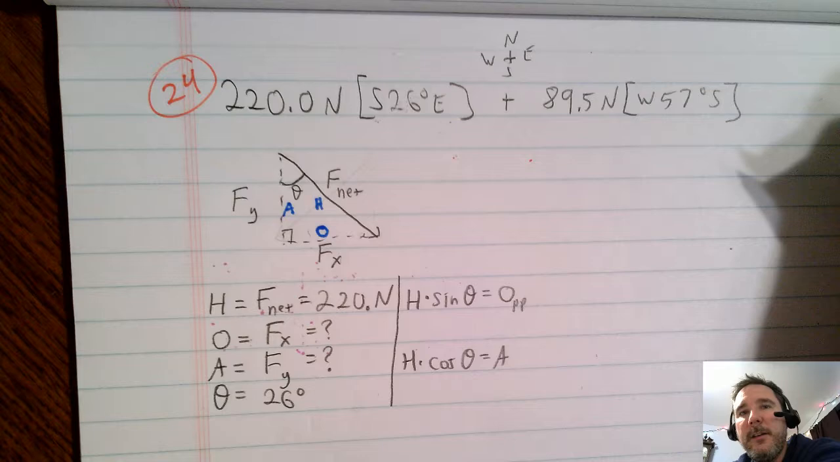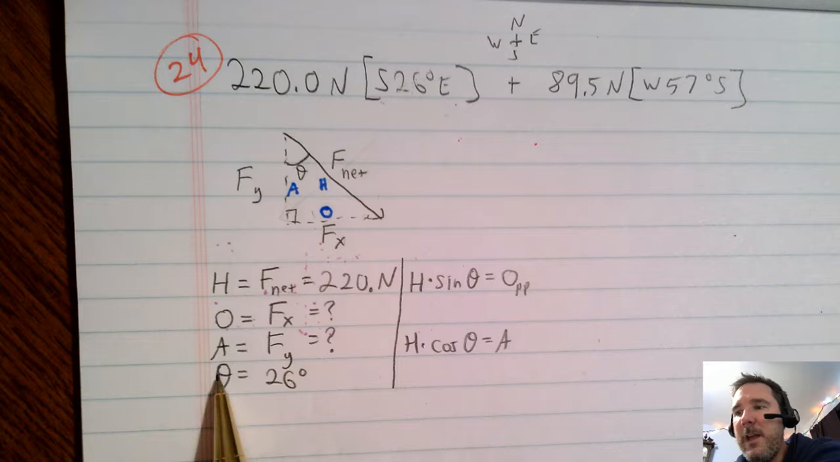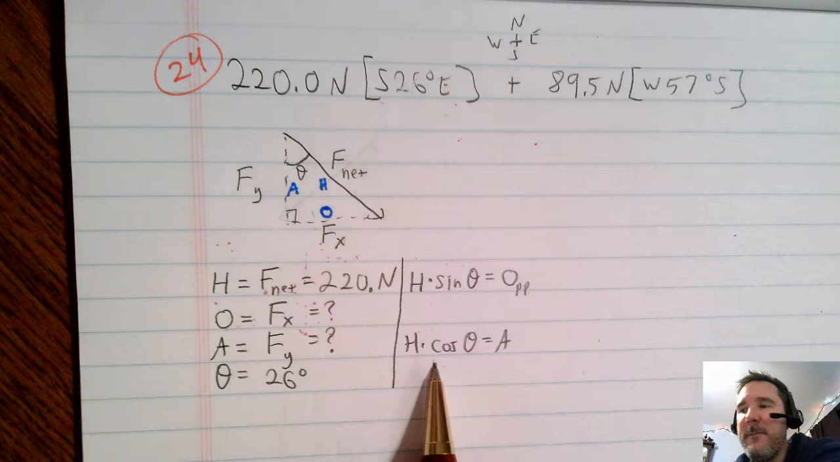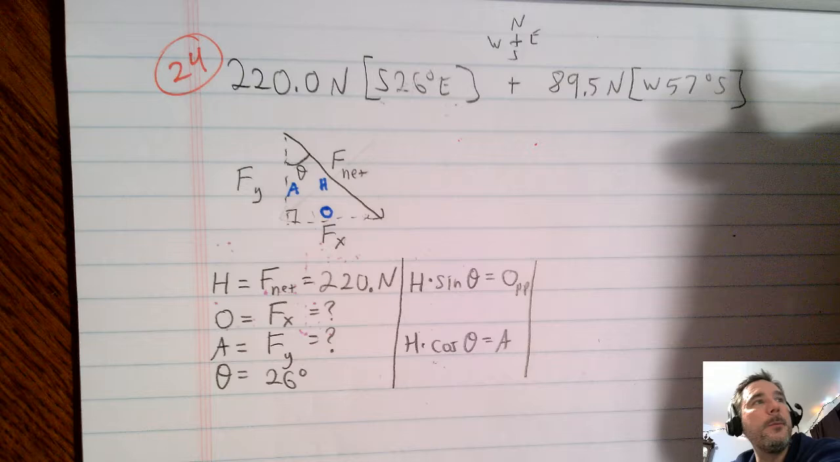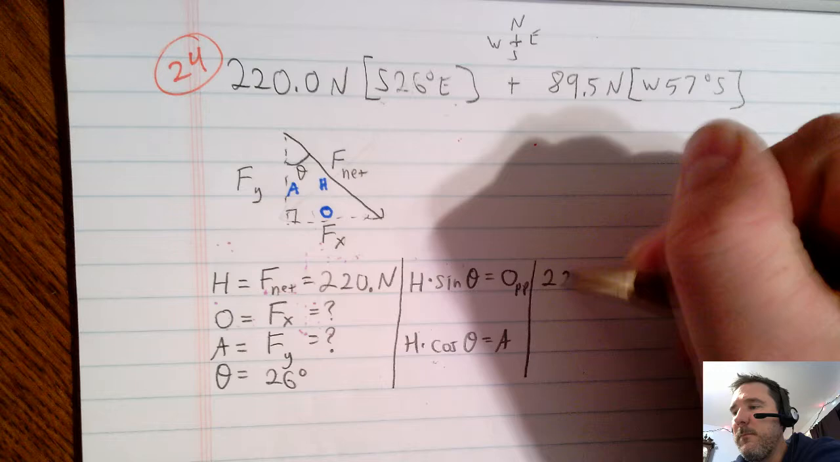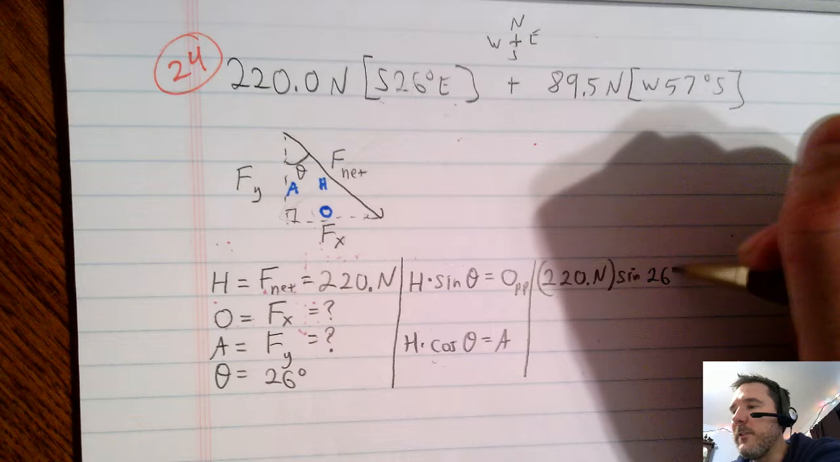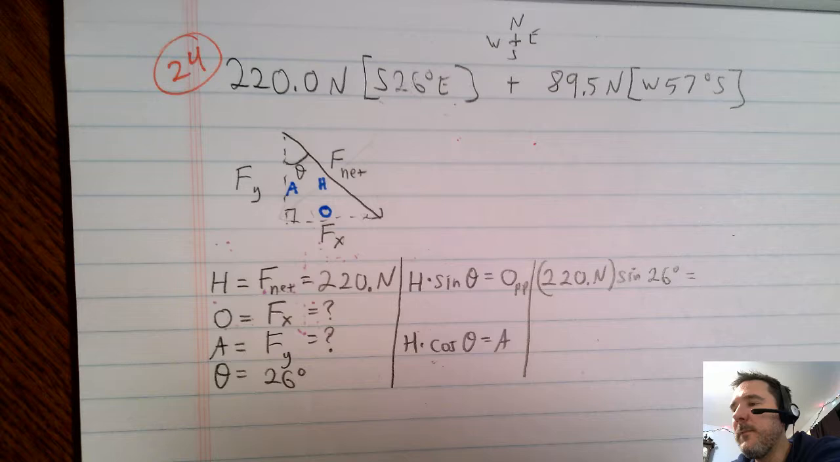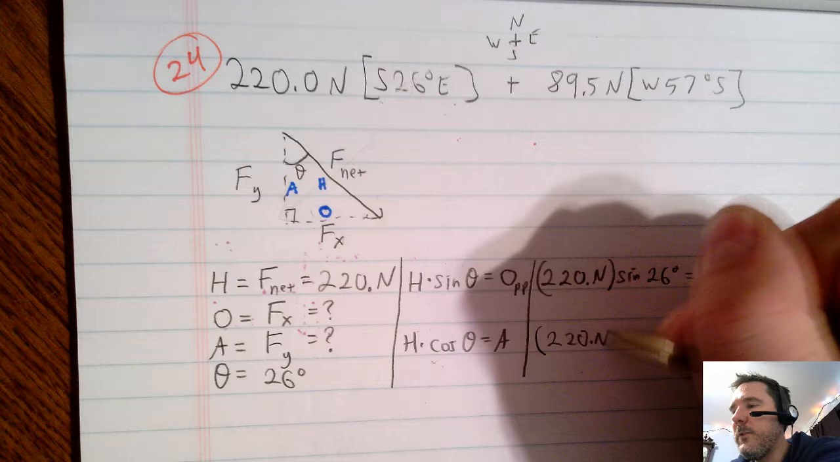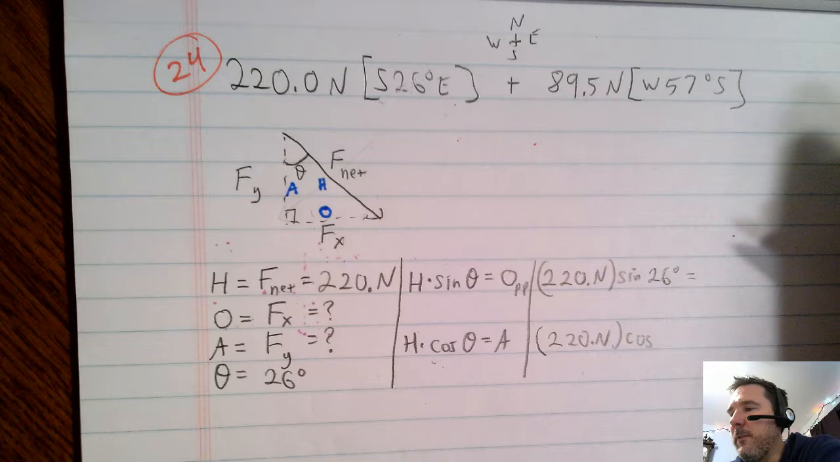And this is what I was saying earlier. I'm going to start with the triangles, and then I'm going to make it about forces. Same thing here. I have my triangle stuff. This has nothing to do with forces. I'm going to use this to figure out my forces. I'm going to do that right now. Okay, so my H is my F net, which is 220 degrees. I'm sorry, 220 newtons, times the sine of my angle, which is 26 degrees. All right. I'll solve that in a second. My h down here, 220 newtons times the cosine of 26 degrees equals some number I'm going to solve in a second.